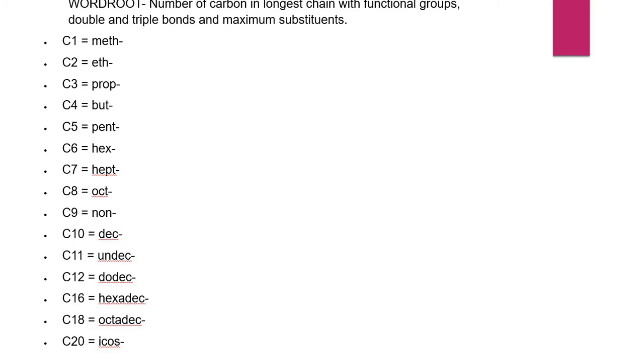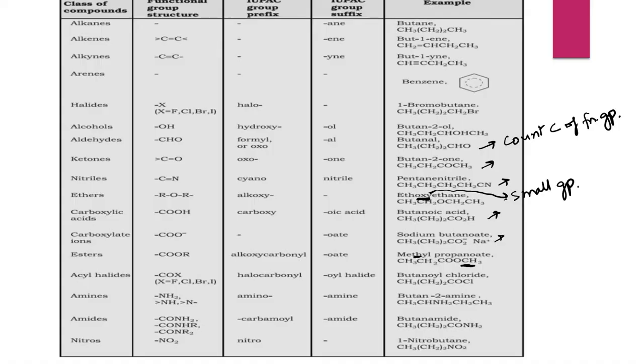Now these are the names for 1 carbon, meth, eth, prop. So this is the list. You can learn it. Then this is a list of the functional groups that you need to know. For the lower classes, alkanes, alkenes, alkynes, halides, alcohols, aldehyde, ketones, and carboxylic acid is enough. For the higher classes, you need to know the entire table.